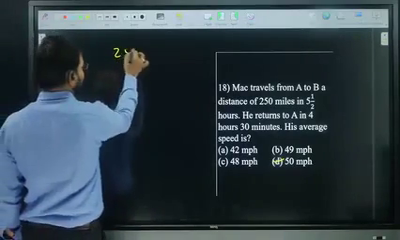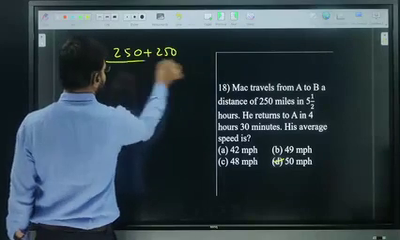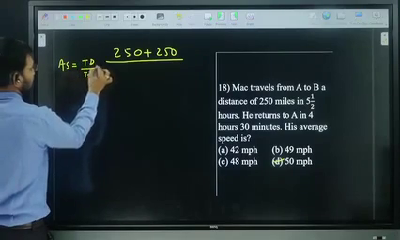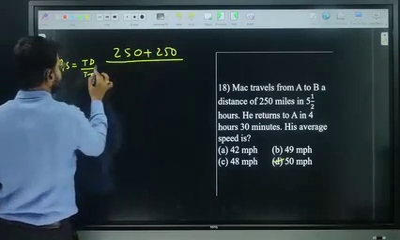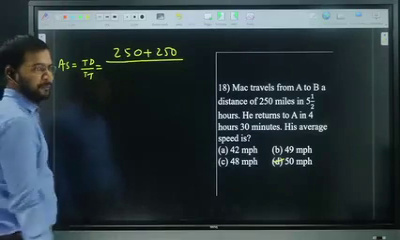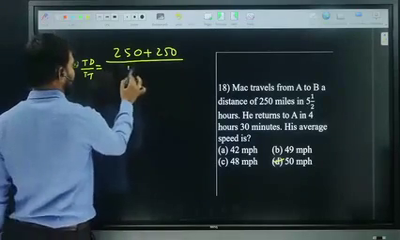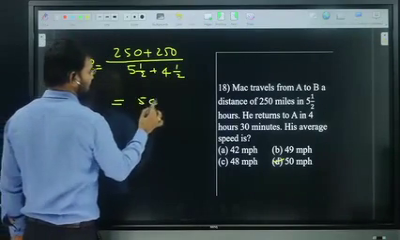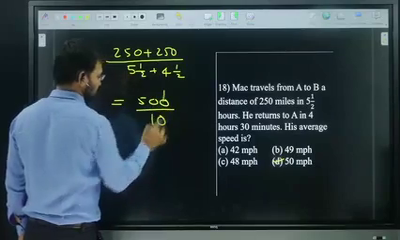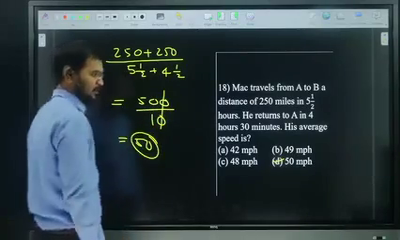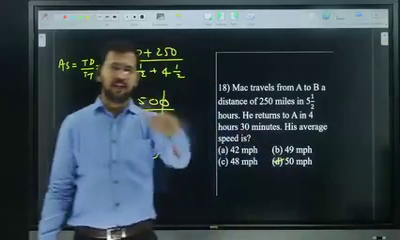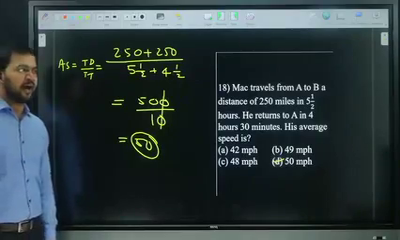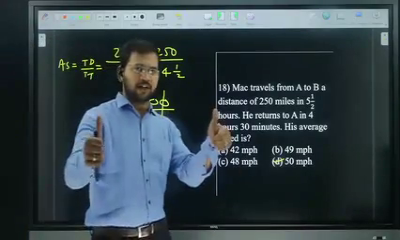Forward journey is 250, backward journey is also 250. Average speed is nothing but total distance by total time. Total distance is 250 plus 250. Forward journey is 5.5 hours, backward journey is 4.5 hours. Therefore, 500 miles by 10 hours. Your answer is 50 miles per hour. Option D is the right answer. All of you clear? 250, 250, 500. 500 by 10. All of you understood? Very good.